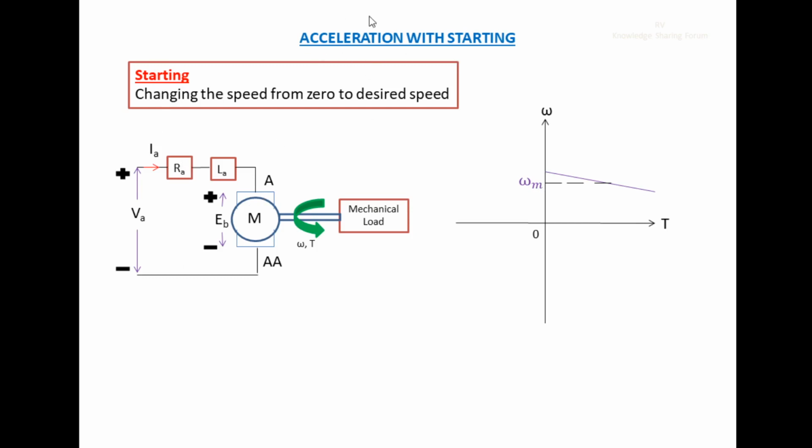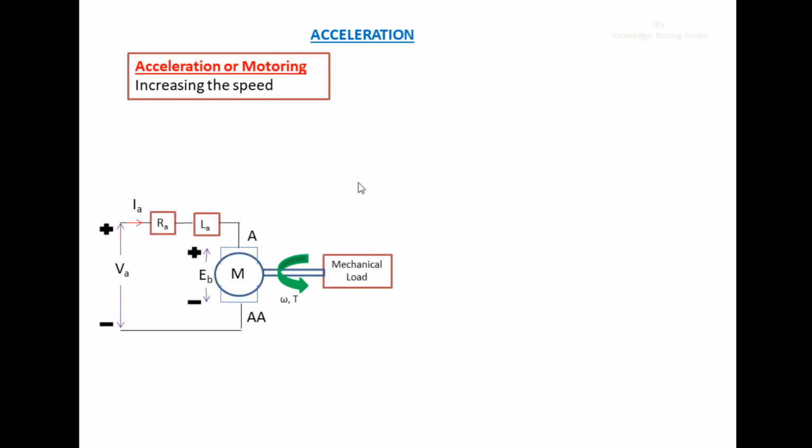Now let us discuss acceleration. Increasing the speed of an electric drive is known as acceleration or motoring. So how can it be done? Let's see this with an example. This is a DC drive again, which is connected to a mechanical load, and our objective is to increase the speed of this electric motor drive. If you are able to increase the speed of this electric drive, that is known as acceleration or motoring.